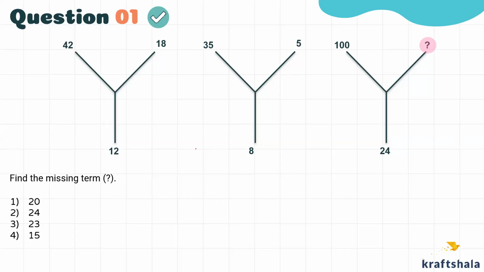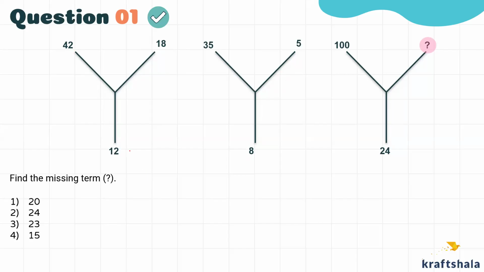All right, so let's try to find the pattern. So 42 minus 18, 12, no logic. 42 plus 18 is 60, and 60 upon 5 is 12. Might be a case. 35 plus 5, 40, and 40 upon 5, 8. So I got the logic. So these two numbers are being added and divided by 5.